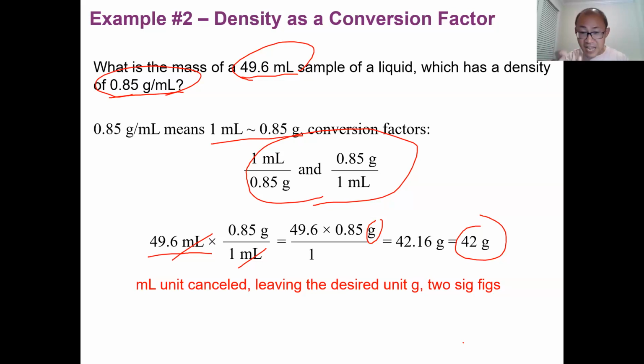So you can see that the unit of density relates grams and volume. So you can use that relation to create two conversion factors for a substance that can convert between grams and volume. This one, we're given volume, we can convert to grams. Another one, if we are given grams, we can convert to volume. But again, the idea is the same: using the given unit, multiply by a conversion factor with the given unit at the bottom.